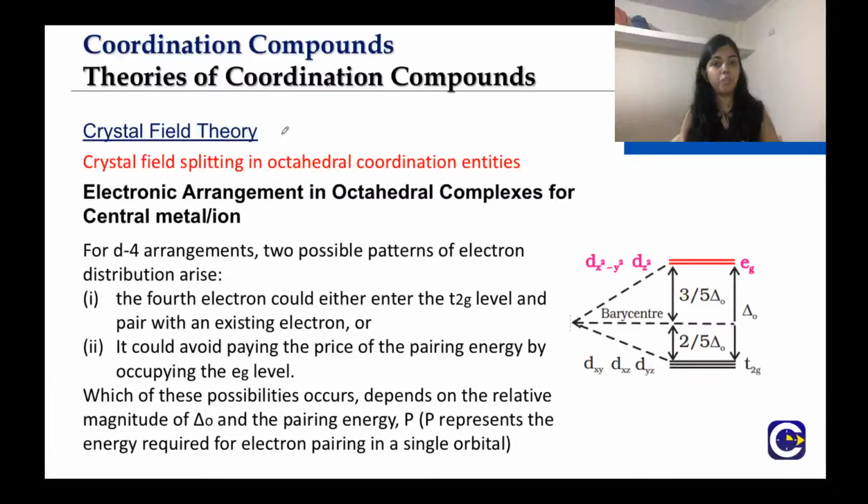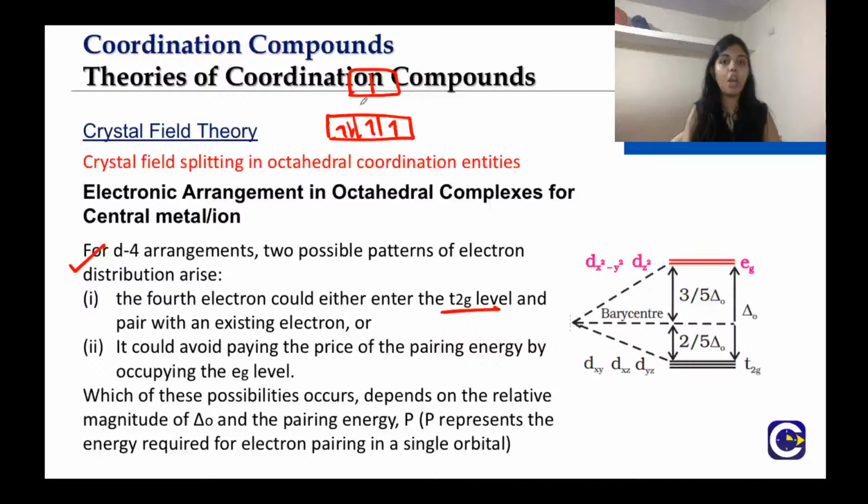Till 3, T2G will be occupied. For the D4 arrangement, two possible arrangements are possible, that either the electron goes into the T2G level, right? That means it will be somewhat like this, 1, 2, 3, here you are having 2. So the fourth electron will be going here, or you can have another option that it goes in the Eg orbital, 1, 2, 3 and then Eg you are having 1, right? So here what is happening, that the pairing of electron is taking place first, and here what is happening, that pairing of electron is not taking place.